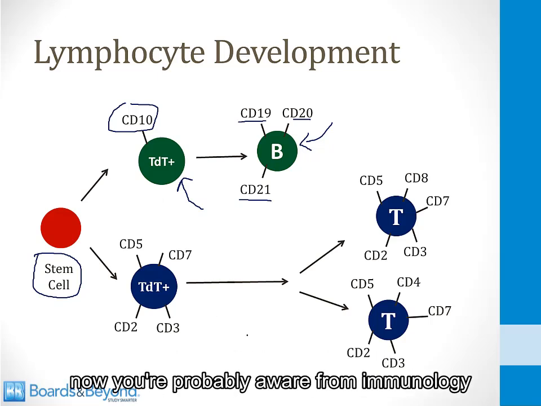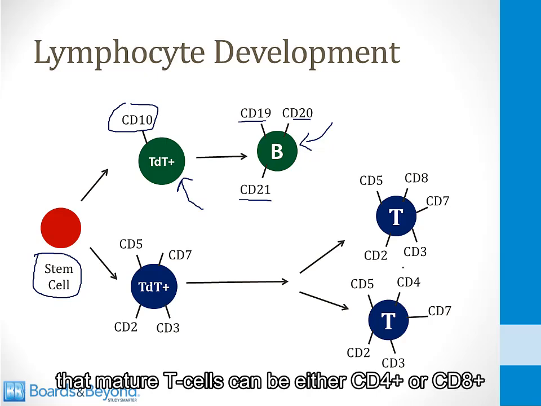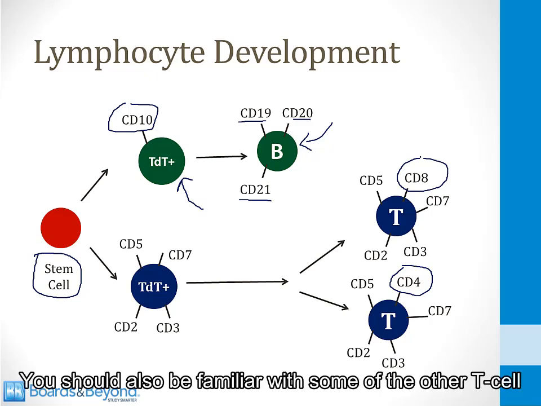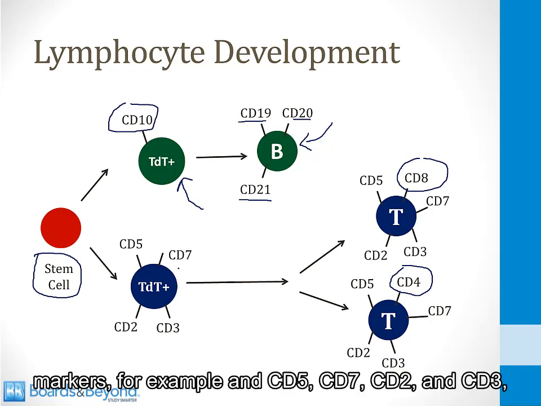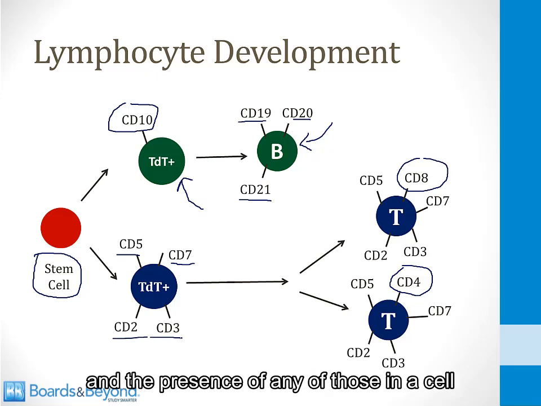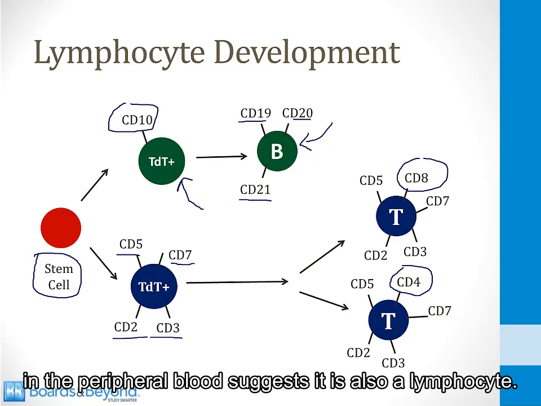Now, you're probably aware from immunology that mature T cells can be either CD4 positive or CD8 positive, and whether they are CD4 or CD8, this determines their role in the immune system. You should also be familiar with some of the other T cell markers, for example, CD5, CD7, CD2, and CD3. These are all T cell surface markers, and the presence of any of those in a cell in the peripheral blood suggests it is also a lymphocyte.